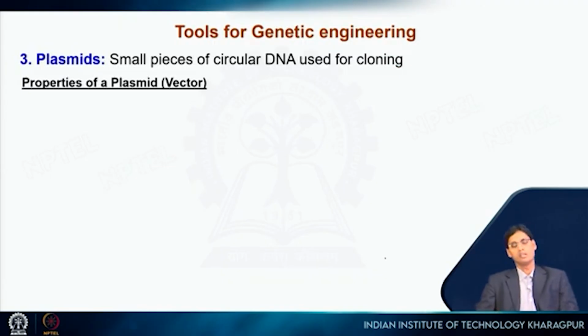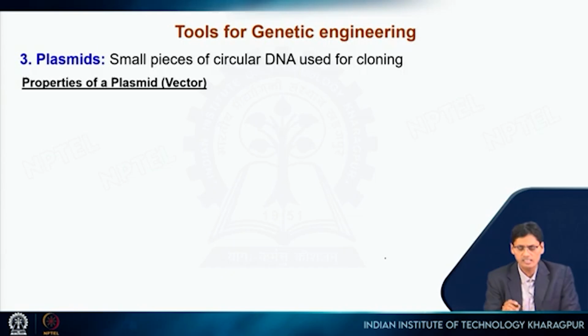Now, another very important thing is the vector. So here particularly I am mentioning plasmid. Plasmid is an example of a vector. So what are plasmids? Plasmids are small pieces of circular DNA used for cloning. As I already mentioned before, with vectors, you have to put your gene of interest inside some vector. Why? Because that vector you have to transfer into some host cell so that you can make your product, the protein of interest, for example. I will explain all those things soon.